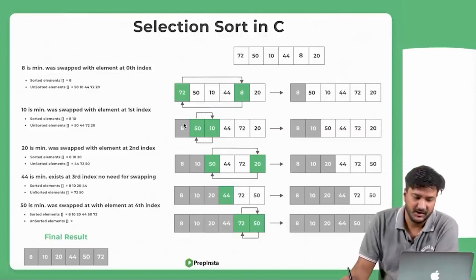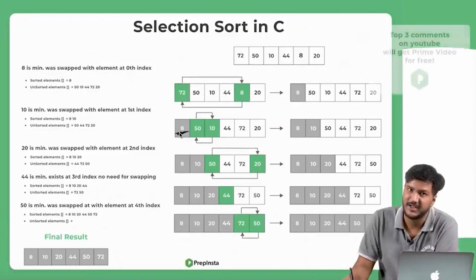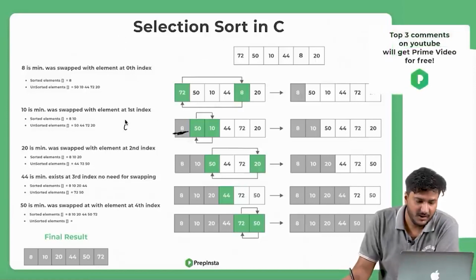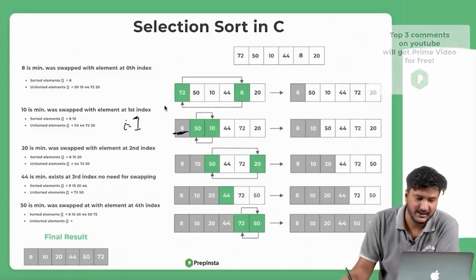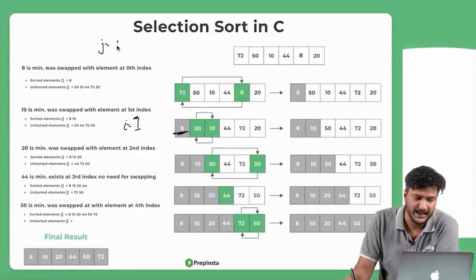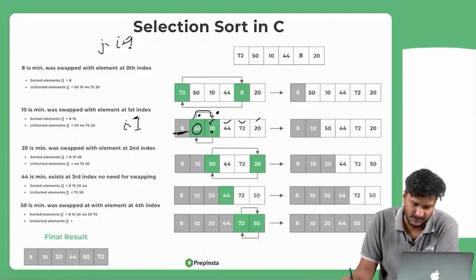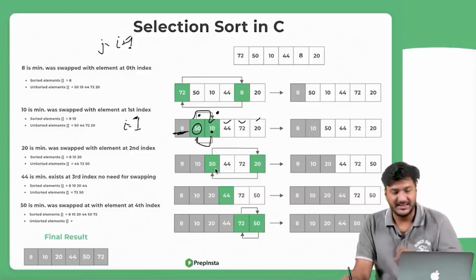In the next iteration, I already got my smallest element here, so I will start from i equal to 1. In this case my j for loop would start from i plus 1. So my i value would be this, and my j value will start from this. I will store the same thing, find the minimum index, and swap both of them. So essentially this is what is happening.